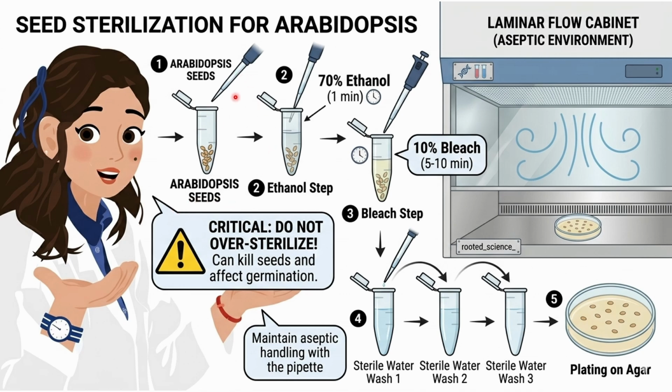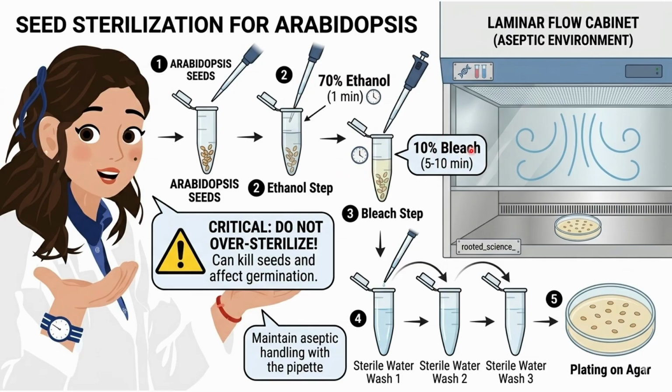First we take some Arabidopsis seeds in an Eppendorf. The first step is to wash the seeds with ethanol. The duration may vary according to your experiment. We don't want the seeds to get fully dry because this takes out the water. So first we rinse for a particular duration with 70% ethanol. Then we wash the seeds again with water.